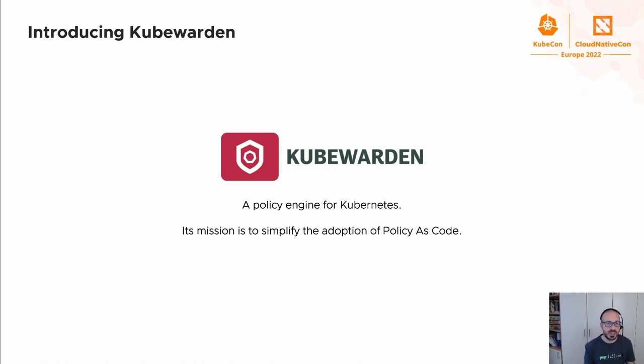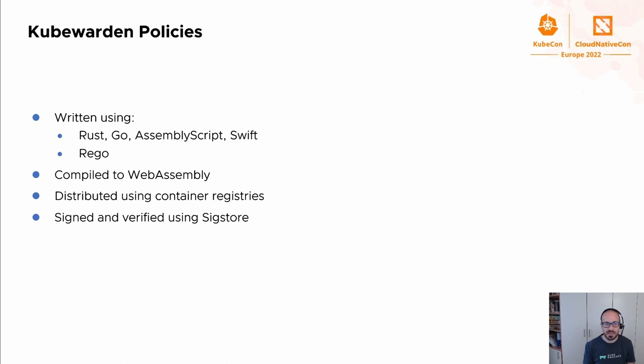What differentiates Kubewarden from the other projects I mentioned is the way policies are written and distributed. Kubewarden policies are written with regular programming languages, or if you want, you can write them using Rego, which is the query language created by Open Policy Agent. The difference is that these policies are then compiled into WebAssembly, and they are distributed using container registries. Our dynamic admission controller provides a webhook server, which is capable of pulling down these policies and using them to evaluate incoming requests.